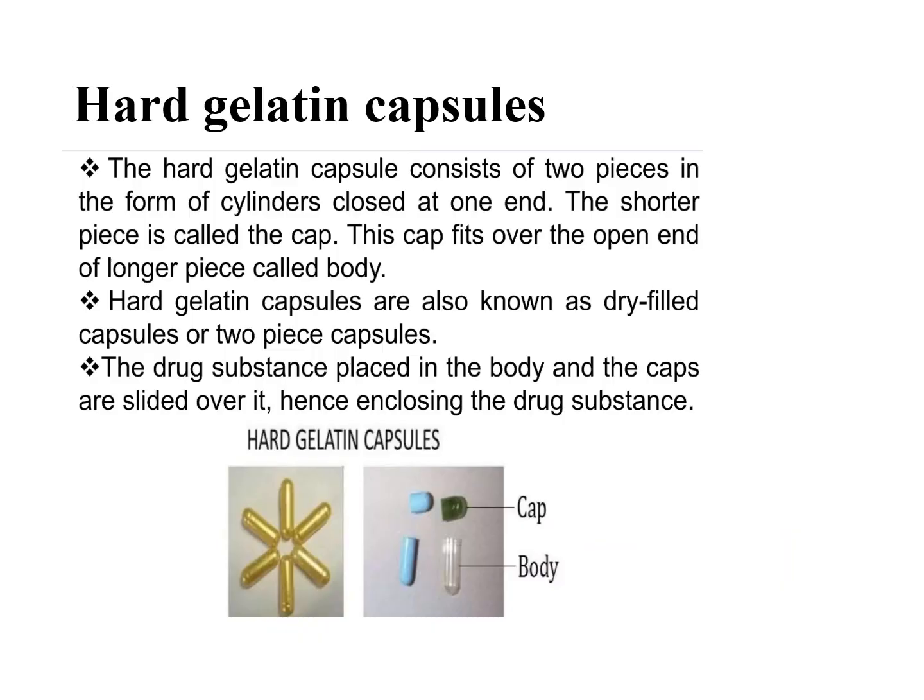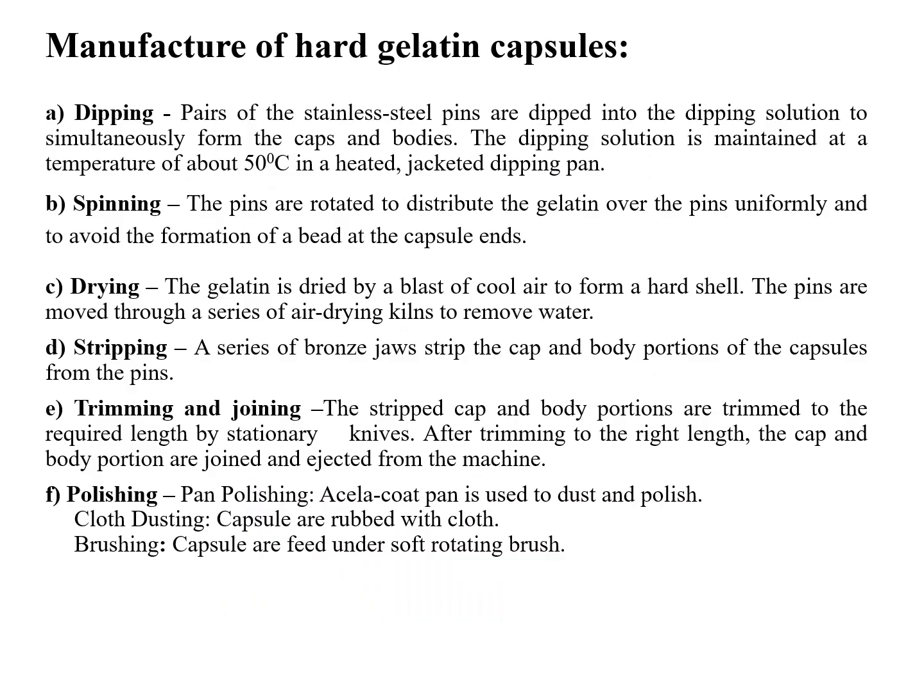Hard gelatin capsules. Hard gelatin capsules consist of two pieces in the form of cylinders closed at one end. The shorter one is called the cap and the longer one is called the body, which fits over the shorter one. Hard gelatin capsules are also known as dry filled capsules or two-piece capsules. The drug substance is placed in the body and the cap is slipped over it, hence enclosing the drug substance. Manufacturing of hard gelatin capsules involves the following steps: dipping, spinning, drying, stripping, trimming and joining, polishing.